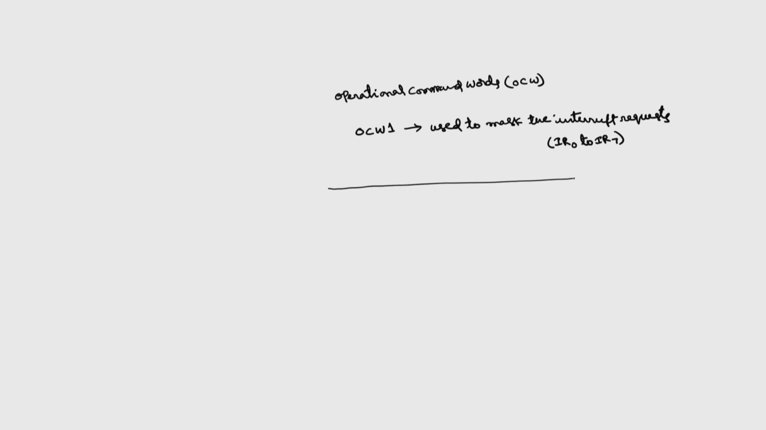If we take OCW1, the operational command word 1, this is used to mask the interrupt requests. We have 8 interrupt requests, IR0 to IR7. We can mask any interrupt request or you can enable any interrupt request. Further, this command word format will be used.